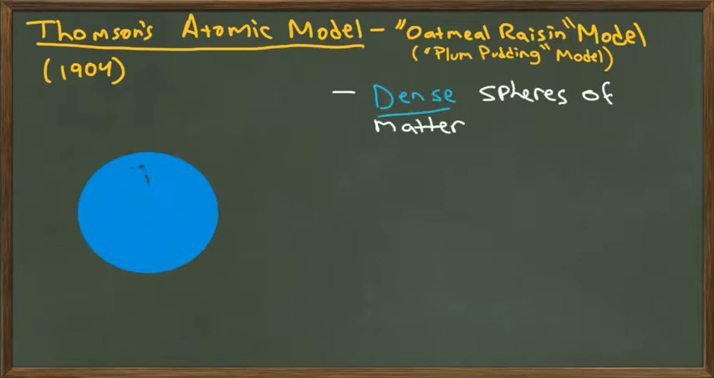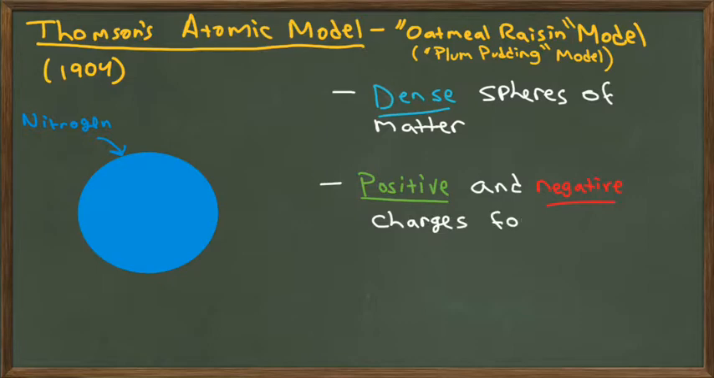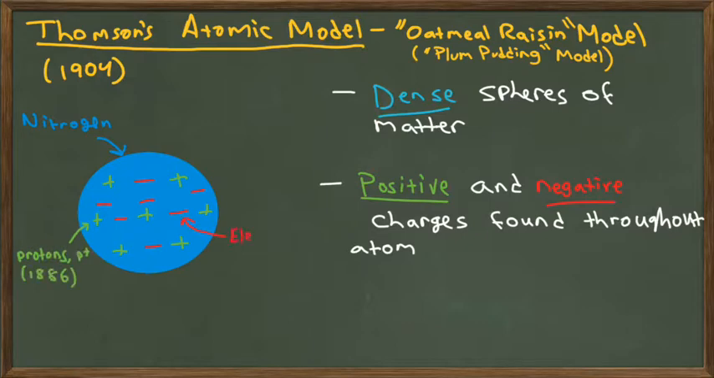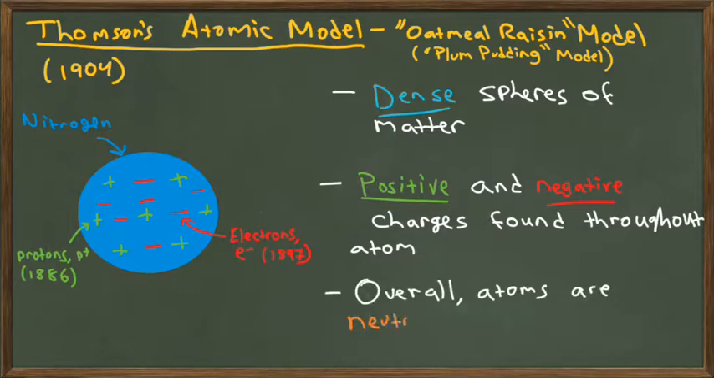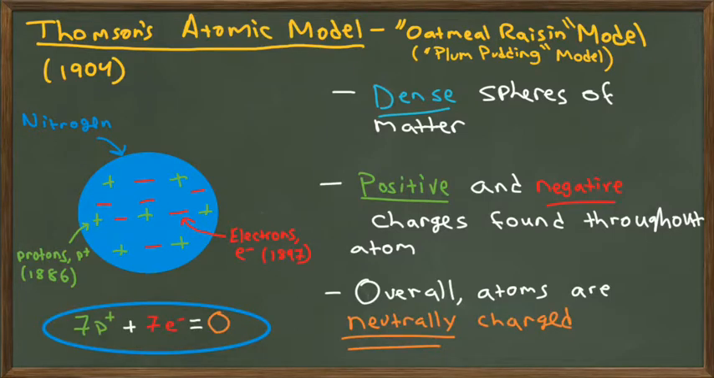So atoms were still considered dense. In this case, we're going to talk about nitrogen. But now we have positive and negative charges found throughout the atom. So you see them being drawn here. We have 7 green protons and we have 7 red electrons. So overall, even though there's positive and negative charges, the overall charge of the atom is neutral. So this is going to be very important moving forward.